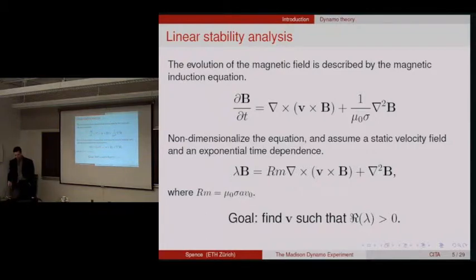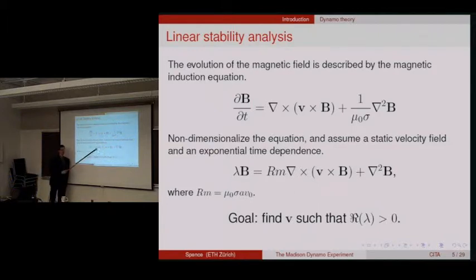So the goal of your theory, when you're starting to think about how am I going to build myself a liquid metal experiment that's going to magnetically self-excite, is to think about what sort of velocity field I can come up with, in whatever geometry you care to think about, such that this growth rate, or at least the real part of the growth rate, is going to be positive. Because if you have a positive value for your growth rate, you're going to have a growing eigenmode, and then you're going to have magnetic field self-excitation, and you win. So that's the goal that we're after here.